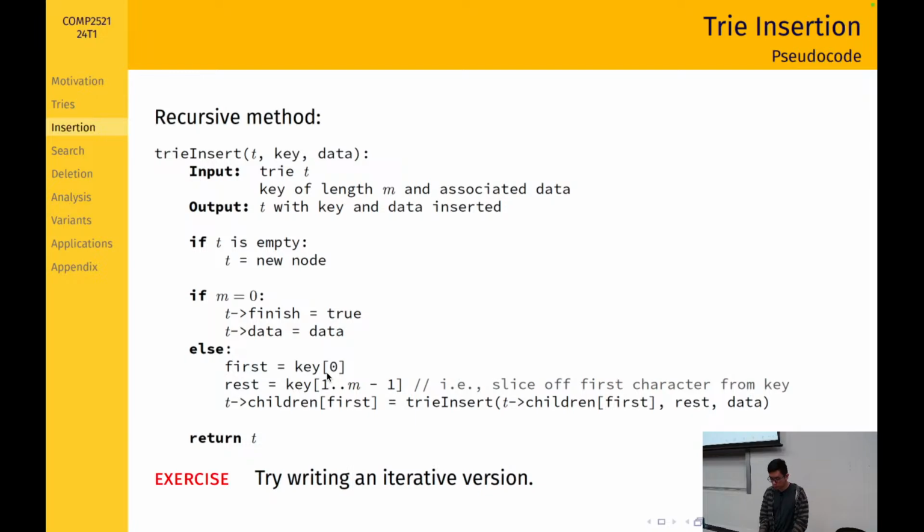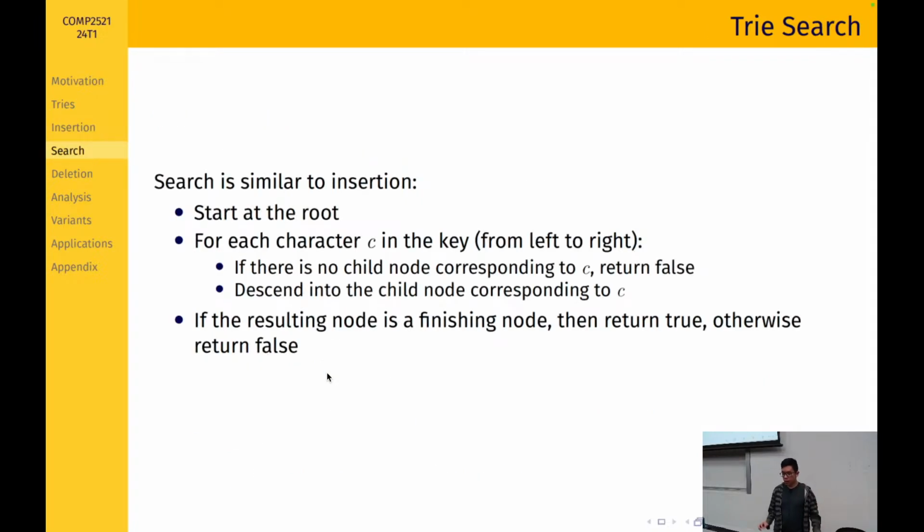That's insertion. Okay, now how do we implement search? Now search is really similar to insertion, just like a binary search tree. Insertion is similar to search in a binary search tree, where you go through the tree and once you hit null, you insert the node there.